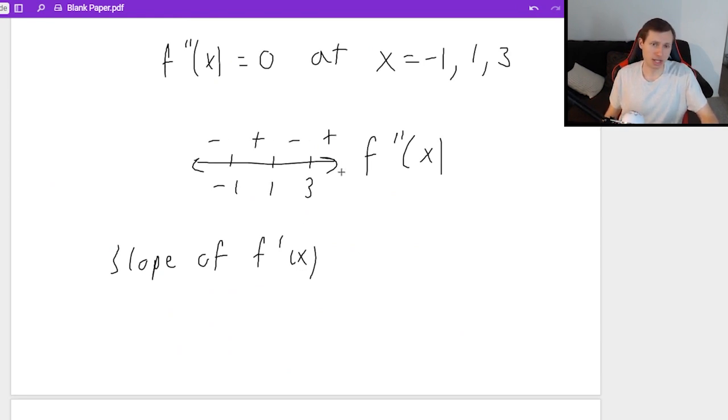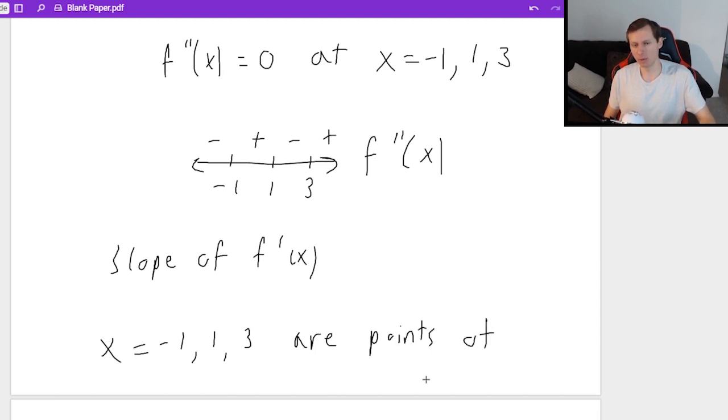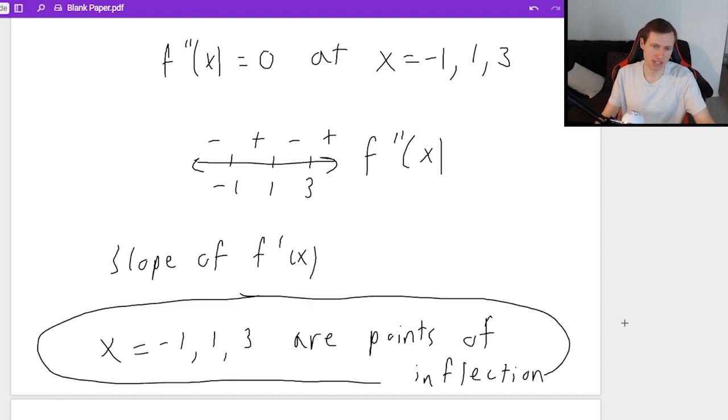It looks like I have a sign change at all three of those points, because it changes from positive to negative and vice versa. So all three of those points, x equals -1, +1, and 3, are our points of inflection. I think I said critical points a minute ago. I meant points of inflection. And there's our answer for part C.